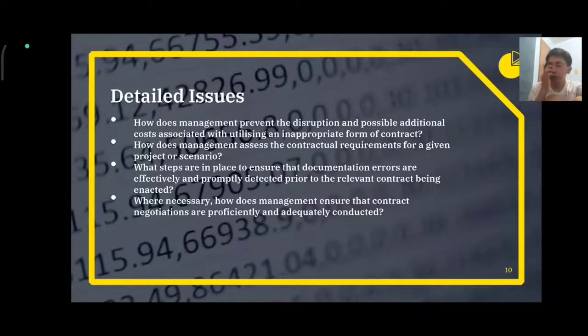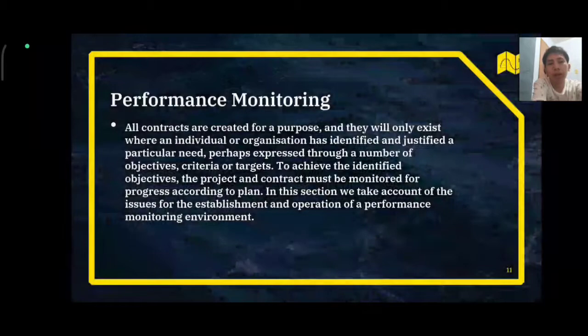So, ayun lang yung sa detailed issues na meron sa, ito yung pwedeng maging possible questions para malaman yung kung ano yung mga issues na meron sa selecting and letting of contracts. Then, last topic na i-discuss ko is performance monitoring.